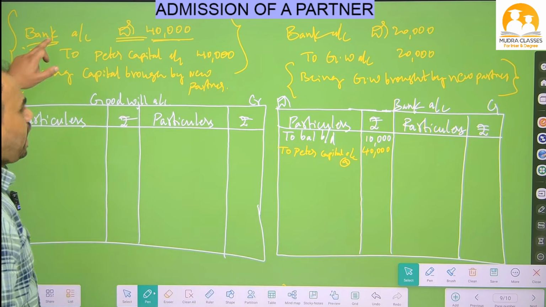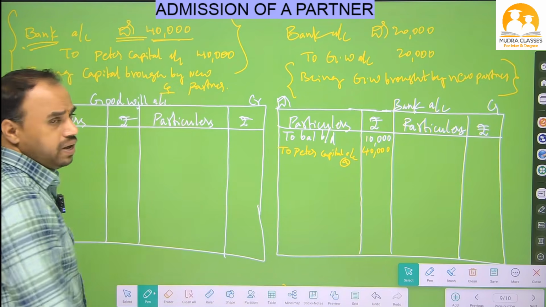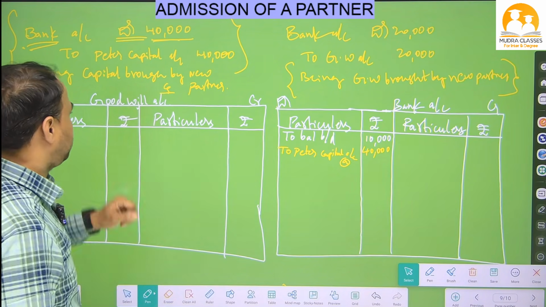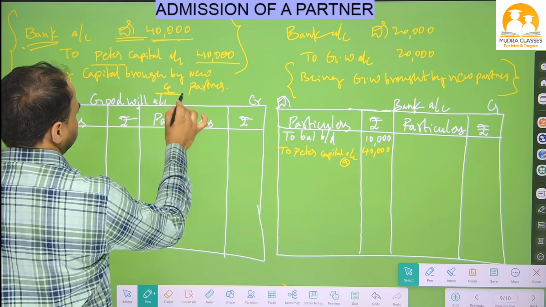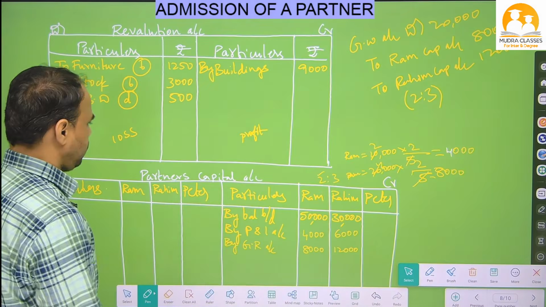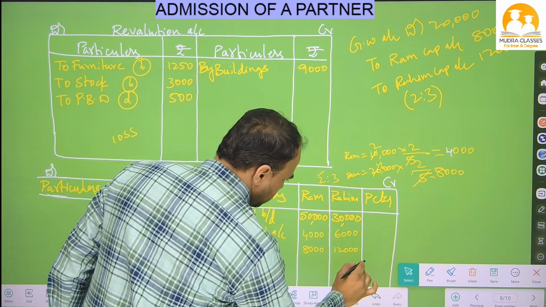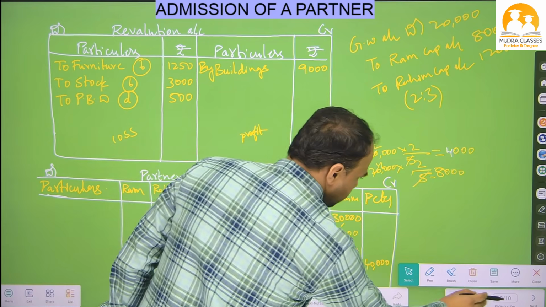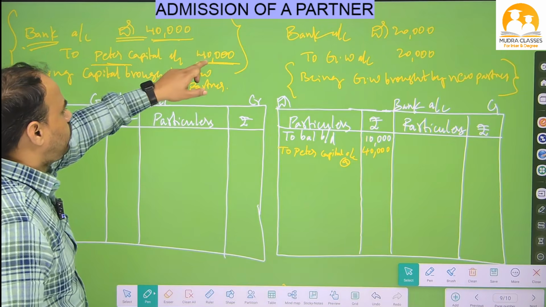Okay. Next, bank is on debit side. That means Peter Capital is on which side, beta? Credit side. That means bank is on debit side, that means Peter Capital is on credit side. So write on credit side Peter Capital 40,000 rupees. So where is partners capital account? See, this is credit side. See, partners capital account credit side. Here we have to write 40,000 rupees. Okay. Now, Peter capital account credit side 40,000.